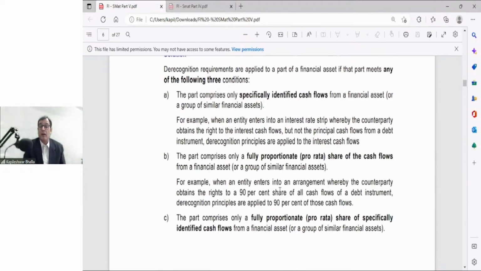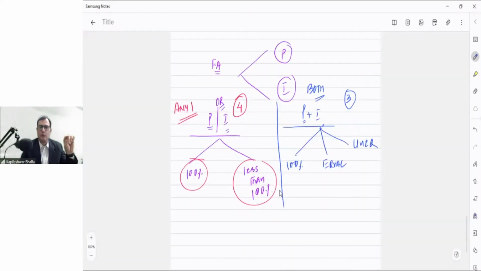Now, let's come back to the study material and see what it says in clause ABC. It says the part comprises of specifically identified cash flow, for example, when you transfer the interest rate strip but not the principal strip. That means if I were to correlate, is this covered in clause number A? Yes. Clause A says you transfer the principal only, fully. You transfer the interest only, fully. Clause A is covering this.